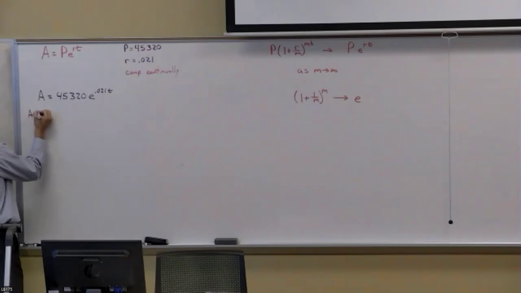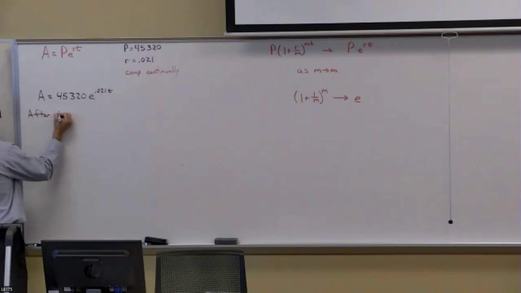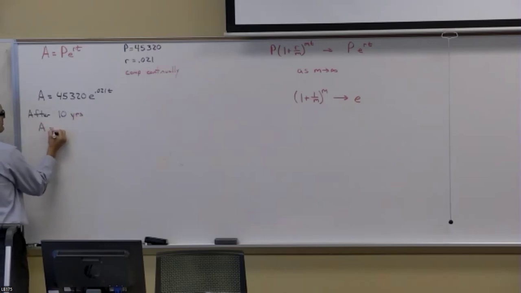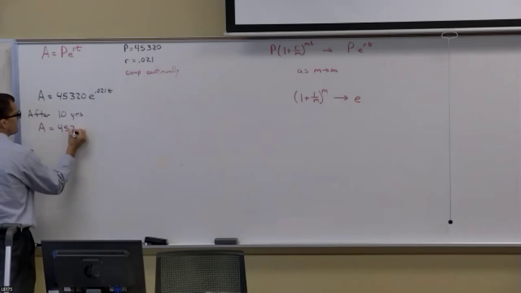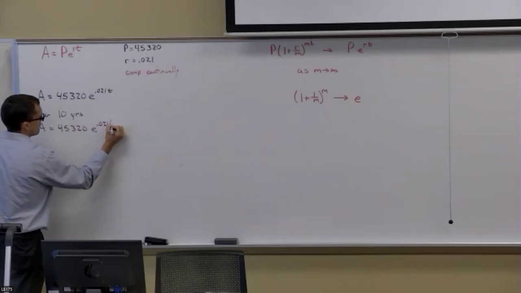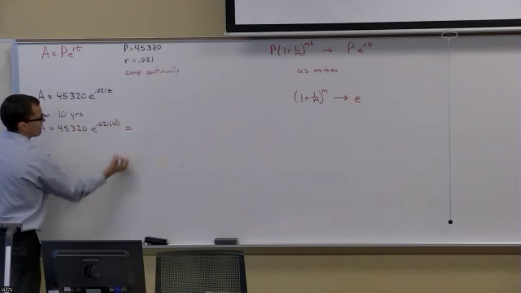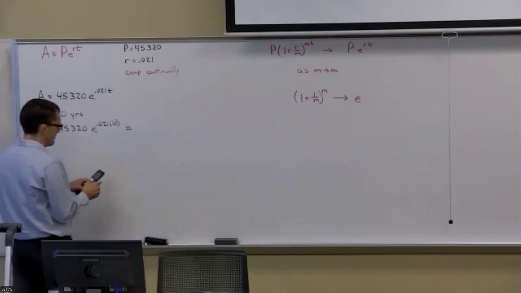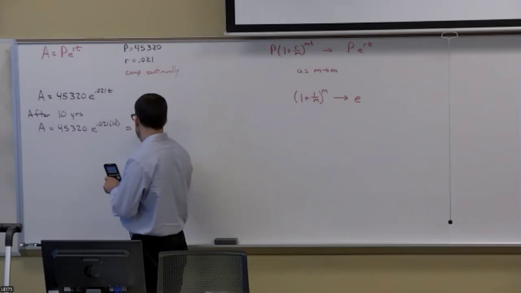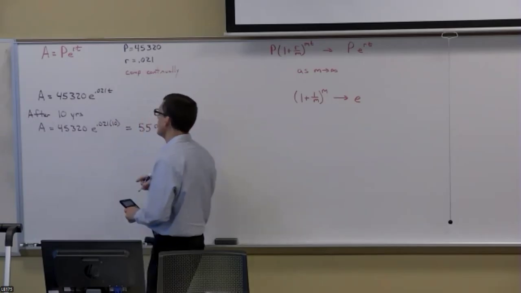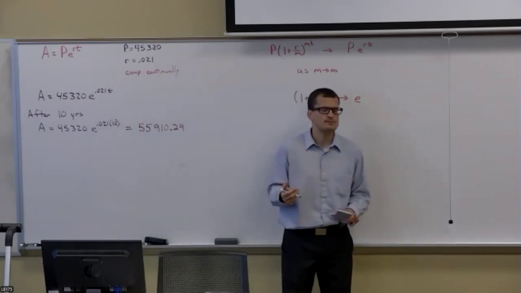If we're looking at what's going to happen after 10 years, if this projection holds up, then we just plug the 10 into the t. It takes me longer to write it down than it does to actually compute. And I ended up with 55,910.29. Now, this one is talking about a population.